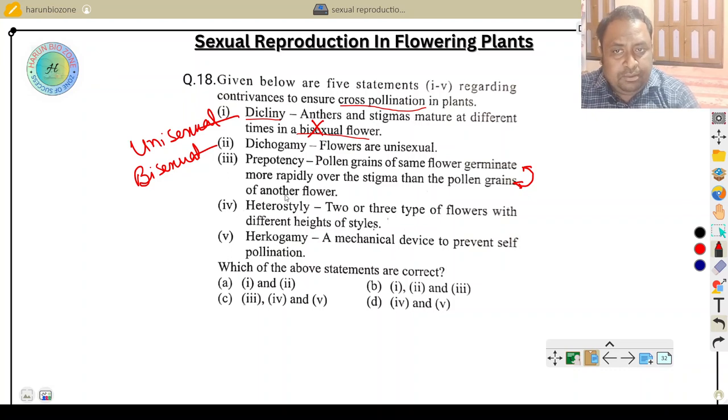Heterostyly: hetero means two or three types of flowers with different height of style. Hetero means different, styly means style. This is the right answer. Herkogamy, a mechanical device to prevent self-pollination, is called herkogamy. The 4 and 5 is the correct answer. That means D is the correct answer here.